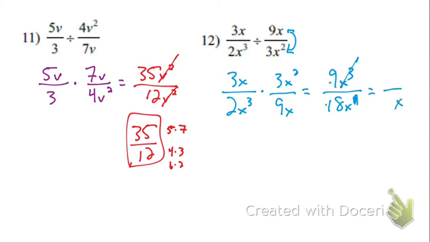And then 9 and 18 are both divisible by 9. 9 divided by 9 is 1. 18 divided by 9 is 2. So 1 over 2x is your answer.